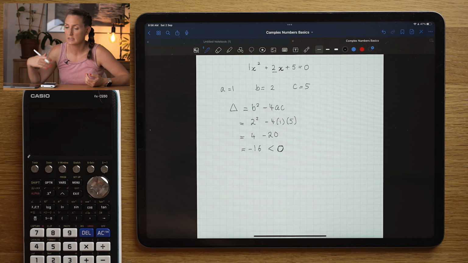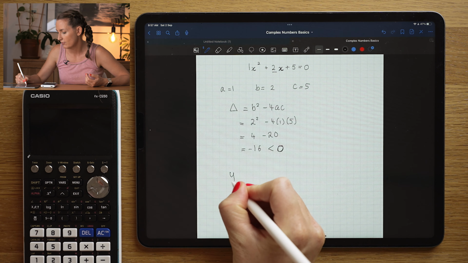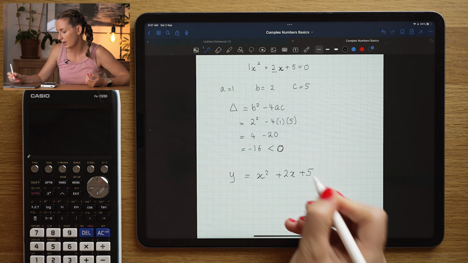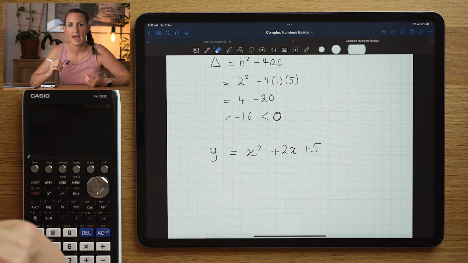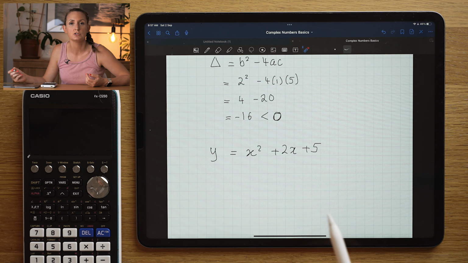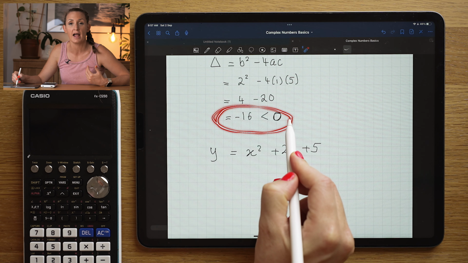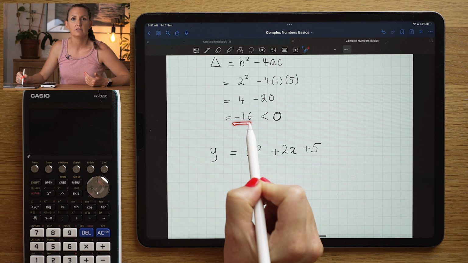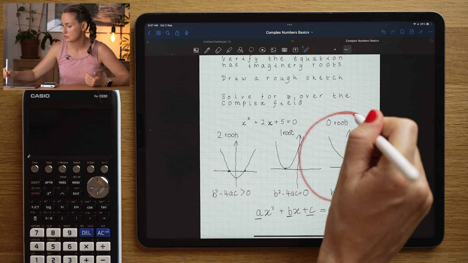And we can use the skills that we learned in the previous series on quadratic equations to draw a quick graph. If you imagine that this is x squared plus 2x plus 5, we already know that it's not going to intersect the x-axis. We would normally make y equal to 0 and find the solutions of this quadratic equation, but we already know, by the fact that the discriminant is less than 0, a negative number, that it does not intersect the x-axis.